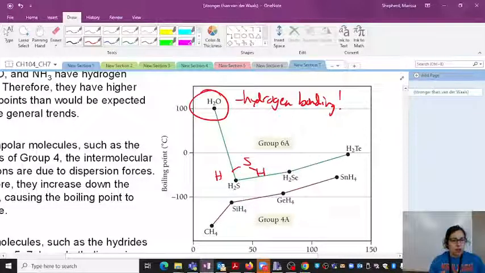So hydrogen sulfide is polar, but it does not compare to the strength of that hydrogen bonding. And so water, again, has a much higher boiling point than we might expect if it was just based off of molar mass alone.